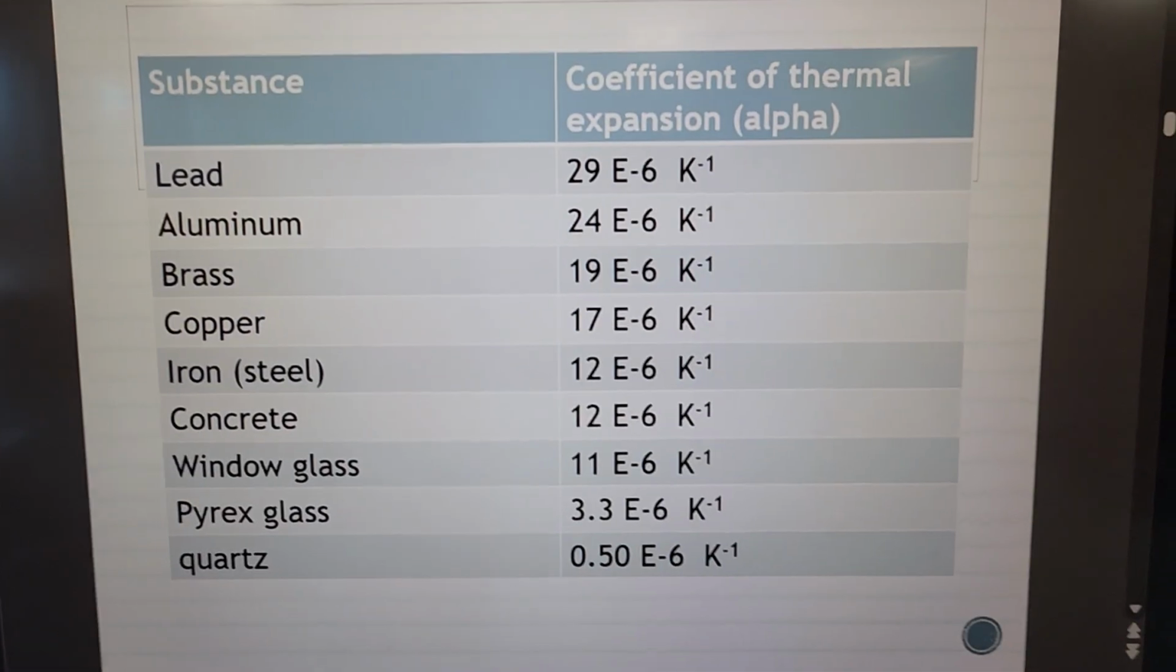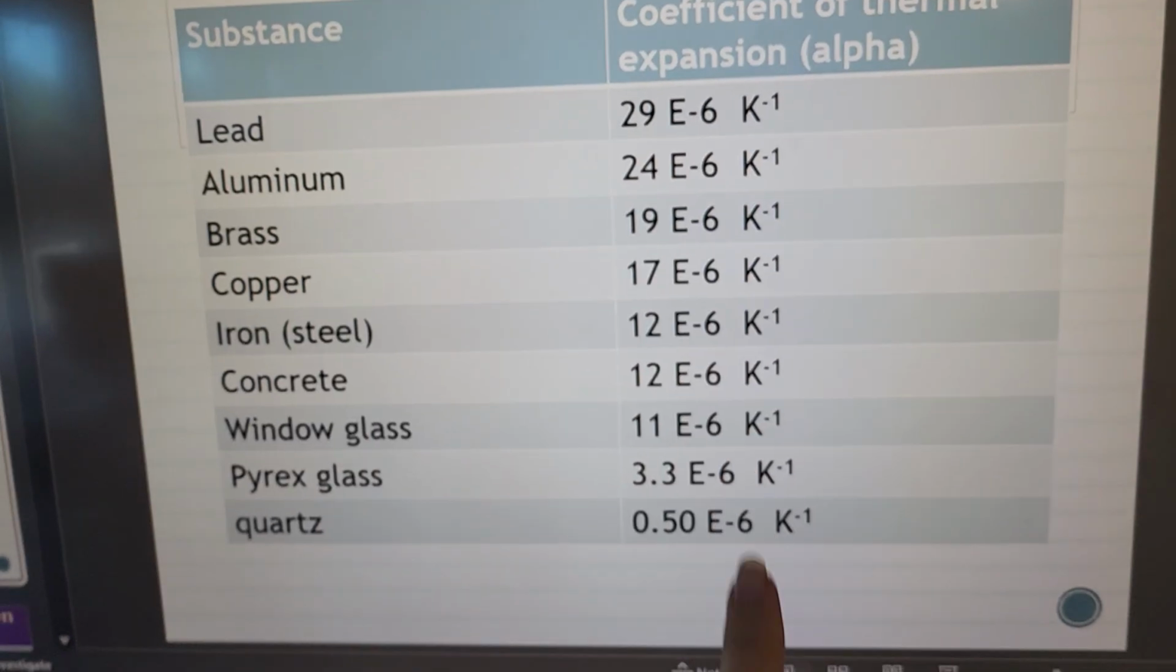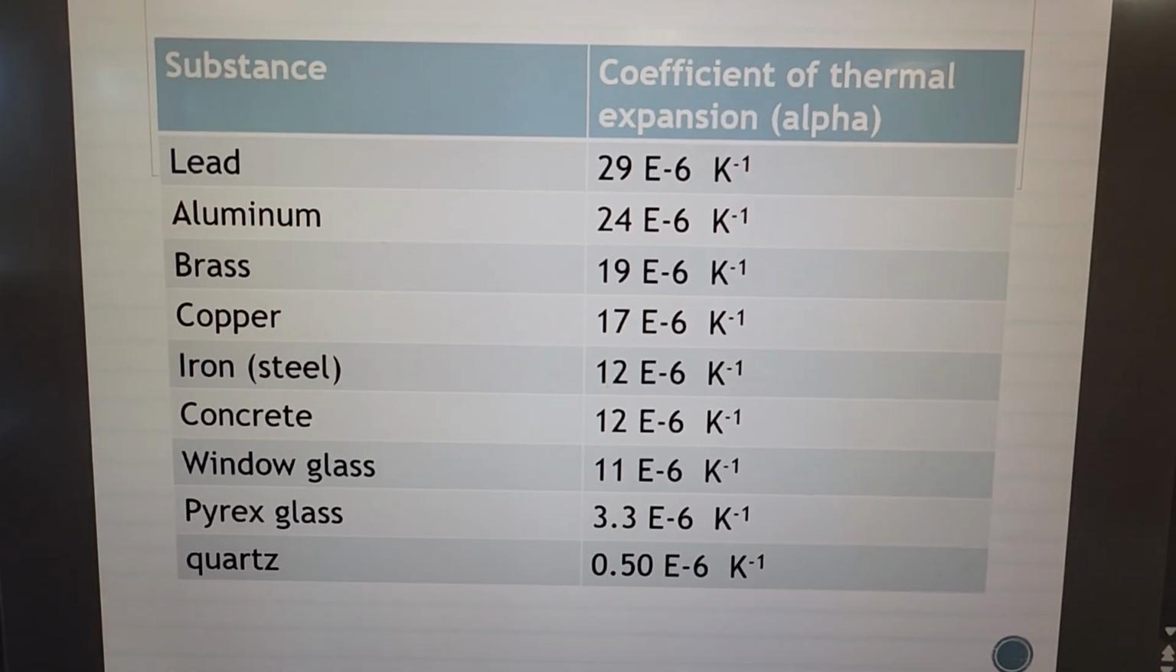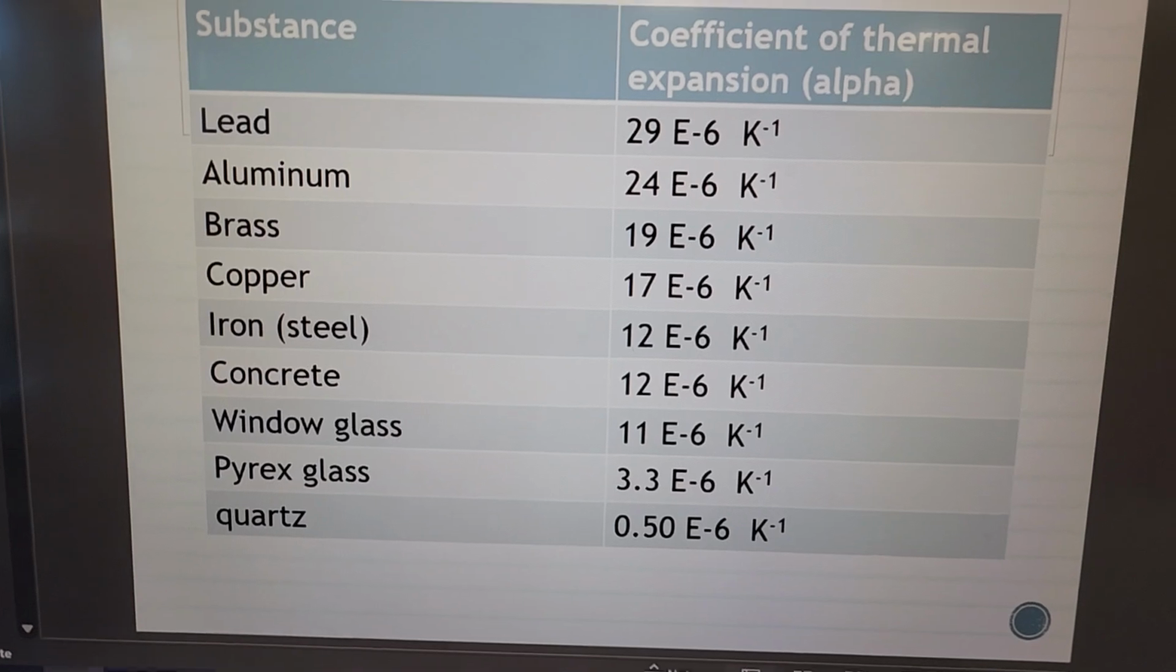This chart shows a few substances and their coefficient of thermal expansion. These are all to the power of -6, 1 over K. We'll probably use lead and copper in just a moment.